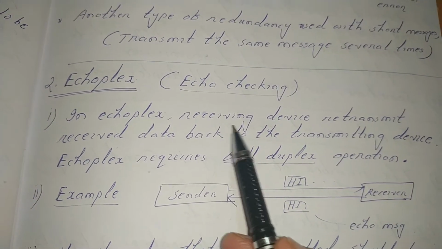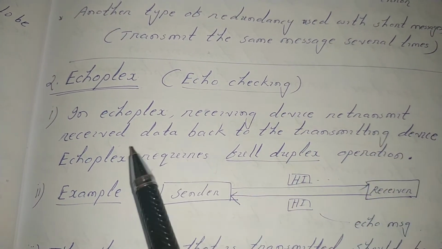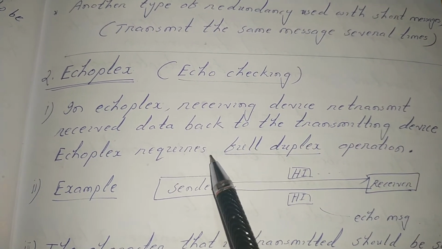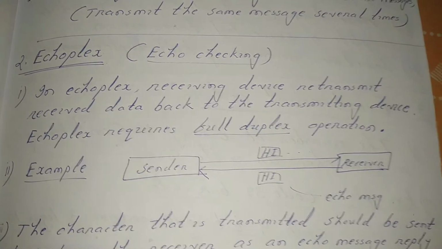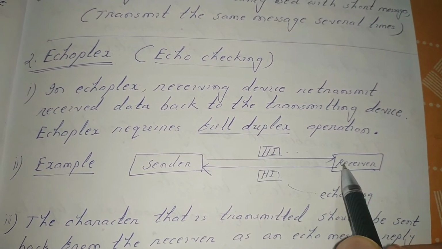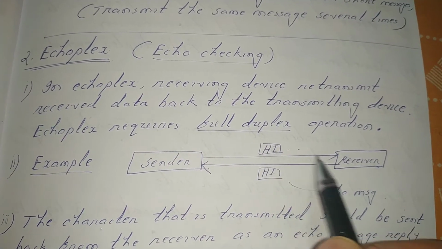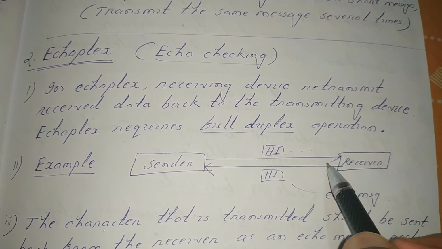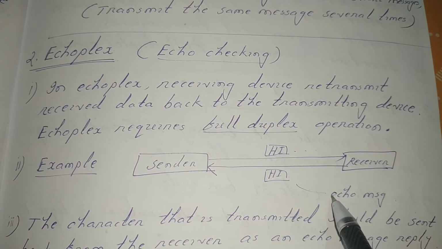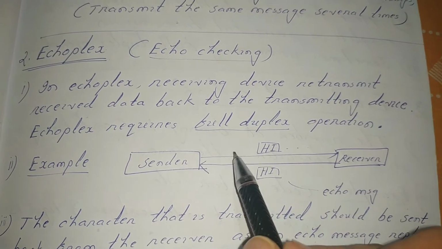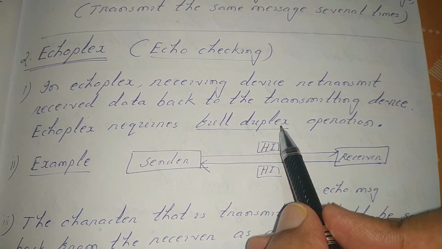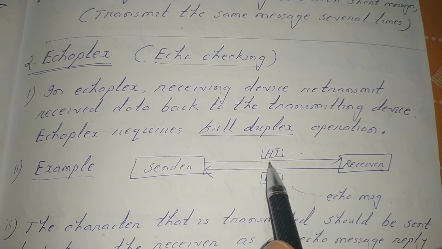So see here, in Echoplex, the receiving device retransmits the received data back to the transmitting device. Okay, so Echoplex requires full duplex operation. In this example, suppose the sender is sending a hi message to the receiver. After receiving that hi message, the receiver will once again retransmit the same hi message to the sender side, and that hi message will be treated as your echo message. As the message transmission occurs in both directions, it requires full duplex operation.